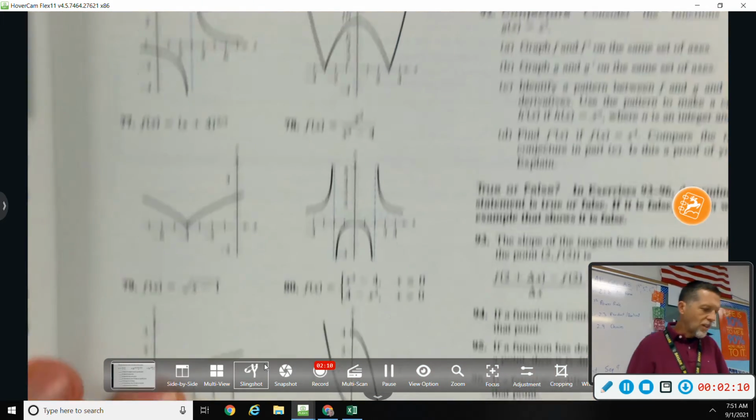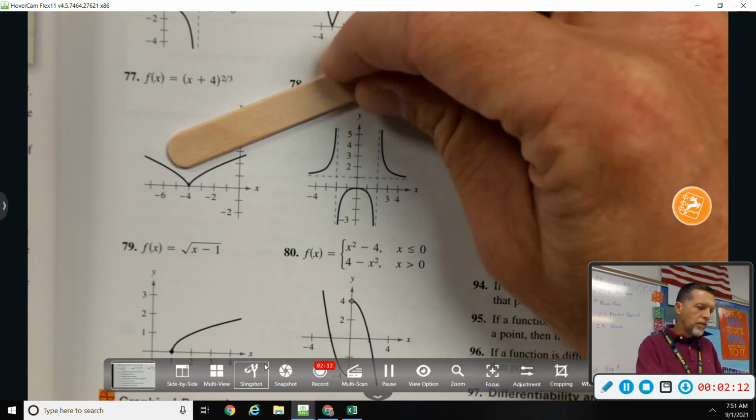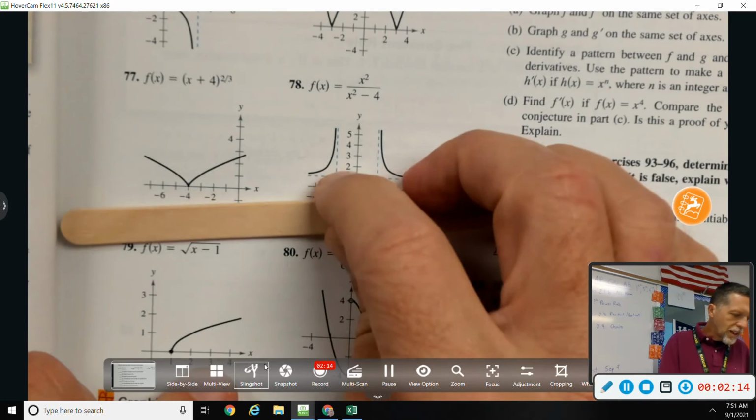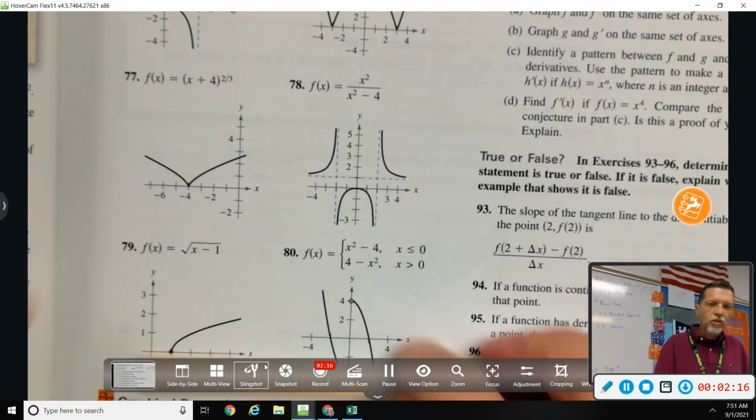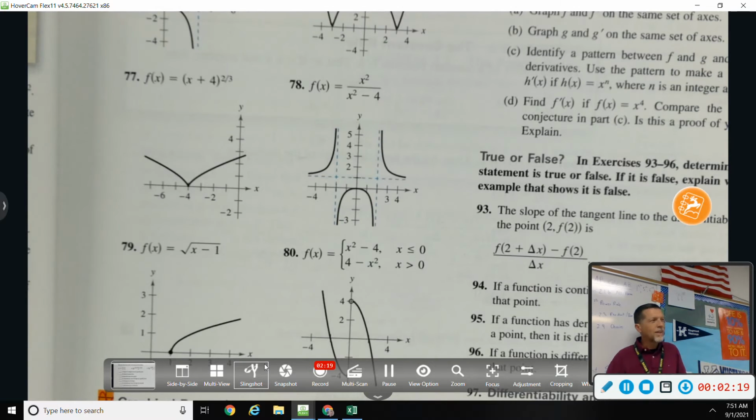And on 77, most of the places it's pretty easy to place a tangent line. But when you get to that x equals negative 4, it's a sharp point, so there's no way to lay a tangent line on there. Because it's a cusp, which is the technical mathy word that we'll use, but a sharp turn works just as well. There's no derivative at negative 4.